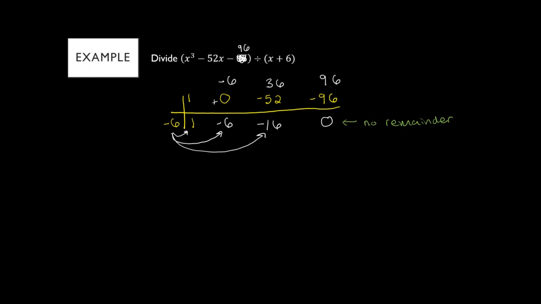So now when we get our answer, again, this first part started with x cubed. We're removing an x, so our answer is going to start with x squared. And then we're going to have an x, and then we have our minus 16. So our answer is x squared minus 6x minus 16. And then there's no remainder, so you don't have to write that fraction part. And so this divides out evenly.